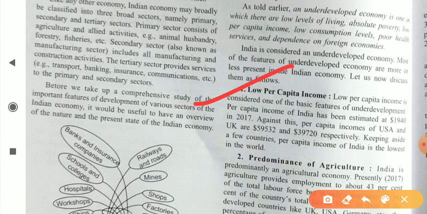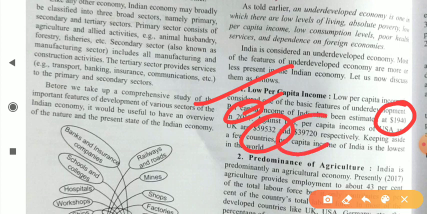You can see that the per capita income of India has been estimated at 1940 US dollar in 2017, against the per capita income of USA and UK, which is 59,532 US dollar and 39,720 US dollar. As you can see, the difference is too huge. So that's why our per capita income is low, and we are considered an underdeveloped economy.